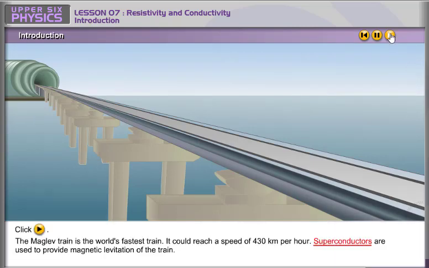Click the play button. The maglev train is the world's fastest train. It could reach a speed of 430 km per hour. Superconductors are used to provide magnetic levitation of the train.